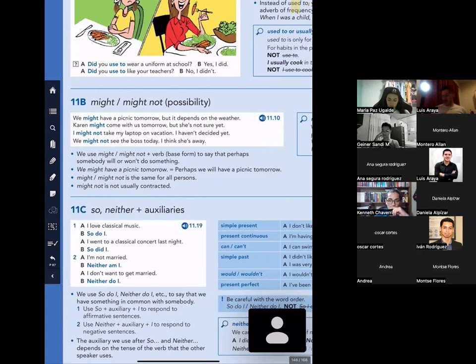Okay, yes. Might not is not usually contracted. Some people ask if they can say a contracted form, but no. If you want to make it negative, it's might not. I might not go to the party. I might not eat a pizza today, or stuff like that.